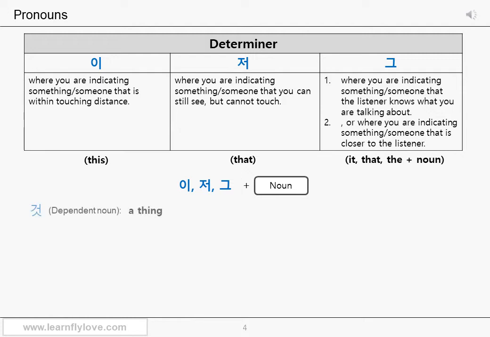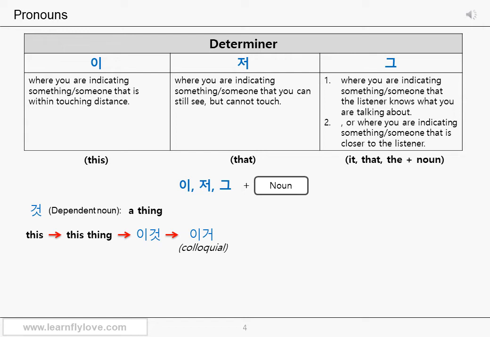When you use this or that to indicate a thing rather than a person, you use this dependent noun, 것. 것 basically means a thing. It's a dependent noun, which means you don't use this noun alone, independently. Where this is used to mean this thing, you can use 이것 in Korean. 이것 literally means this thing. In spoken Korean, you can get rid of the final 시옷 consonant and just say 이거, 이거.